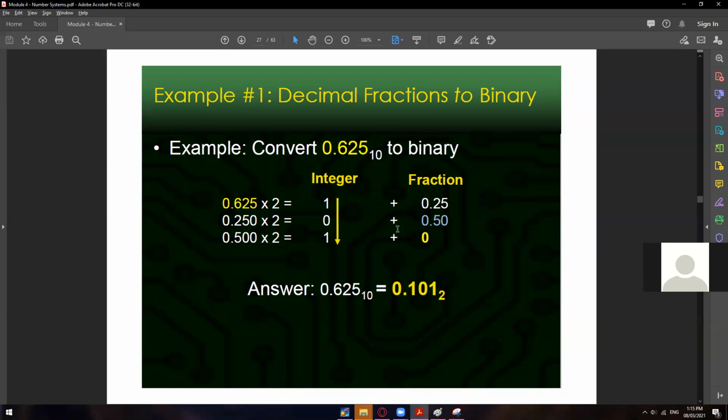And then you will read your answers from top to bottom. It's on the integer part. Before, it was on the remainder part, but right now it's on the integer part. So from top to bottom, we have here 1, 0, 1. This one was in decimal form before, but right now it's in binary form, though still a fraction. So it's 0.101 base 2.